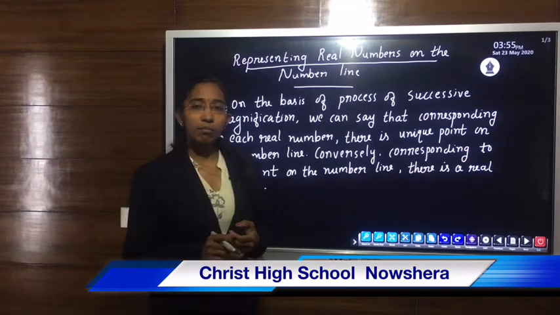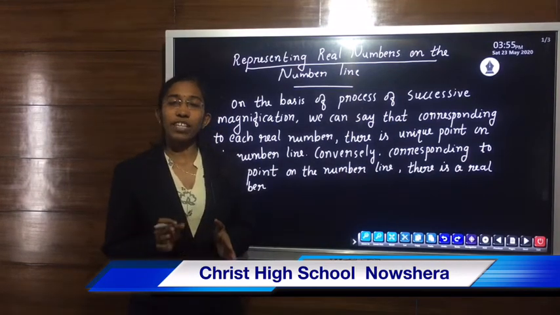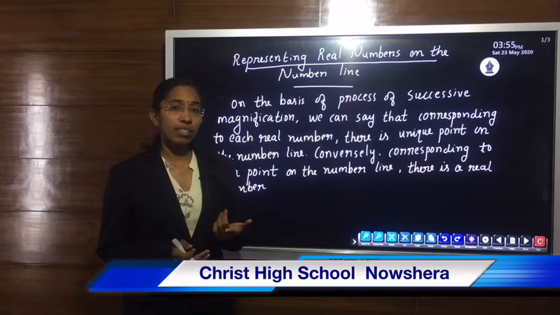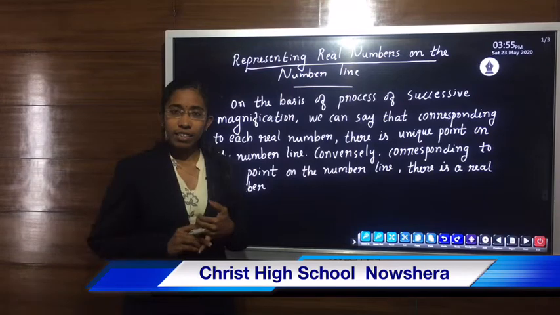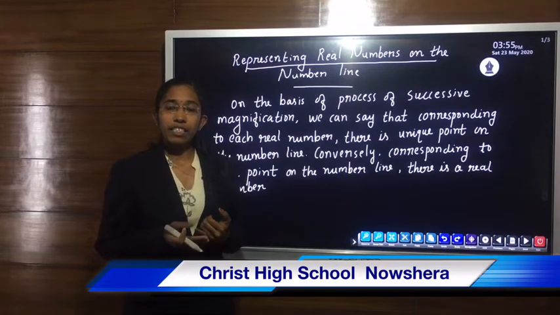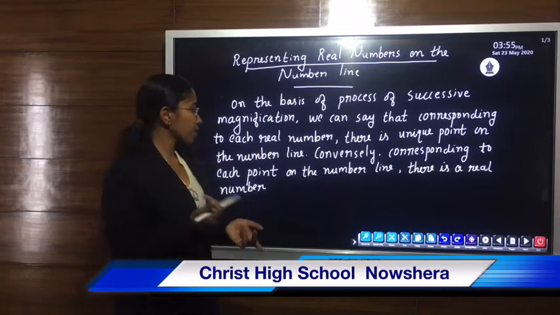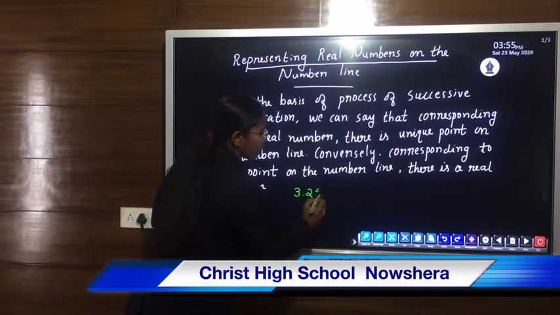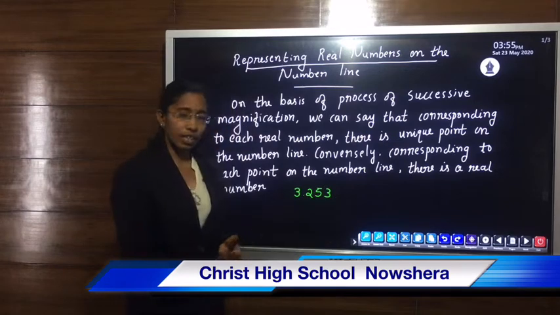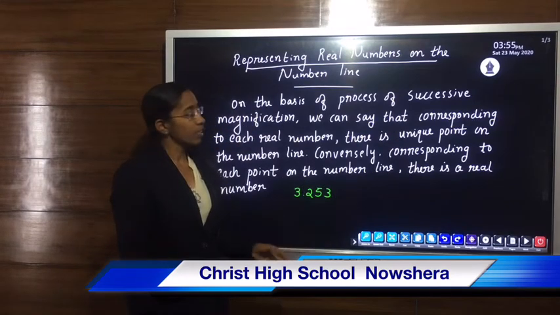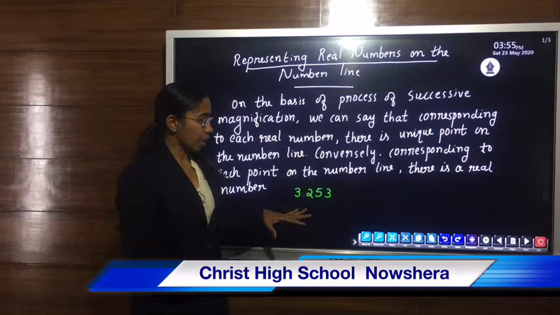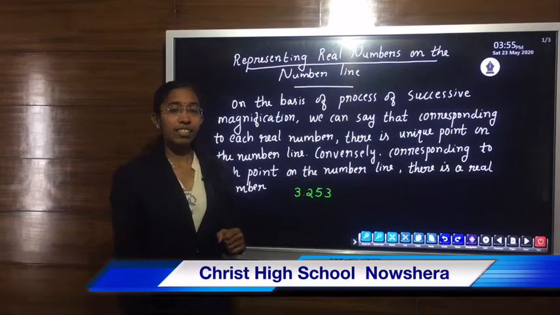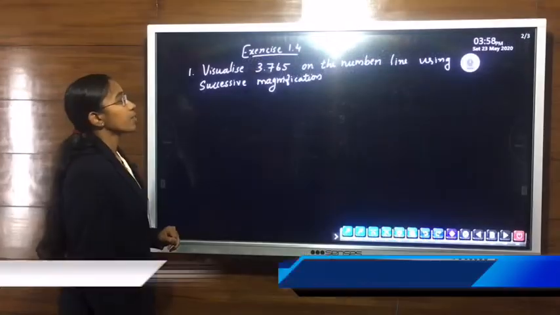Actually, for whole numbers or integers, it is very easy to represent those numbers on the number line. Then how do we represent non-terminating decimals or non-terminating recurring decimals? For example, how to represent 3.253. In this session we are discussing how to represent these kinds of decimal numbers on the number line. This session is very small. This is our first question.